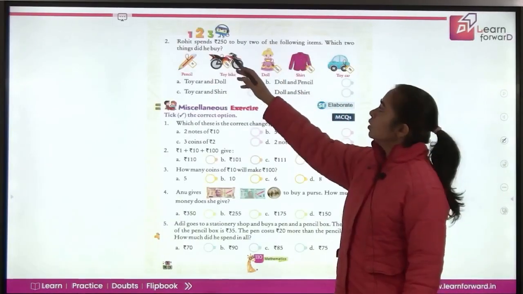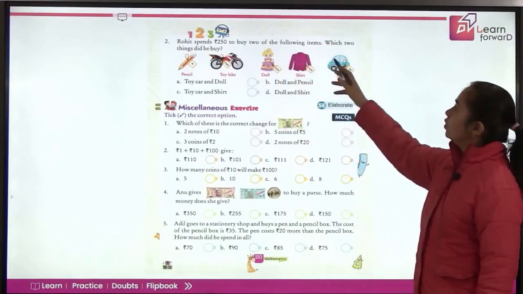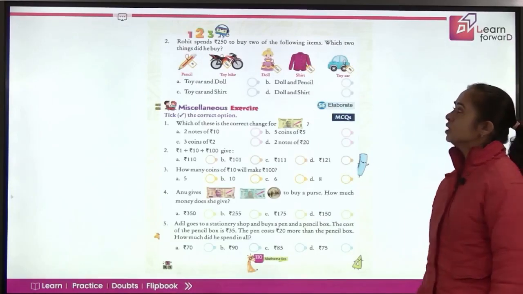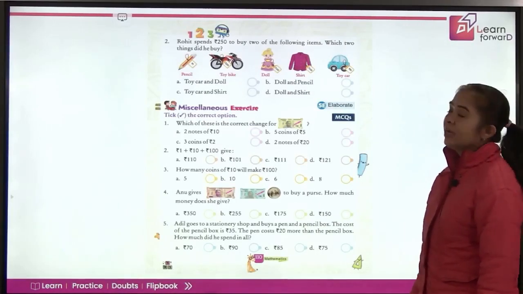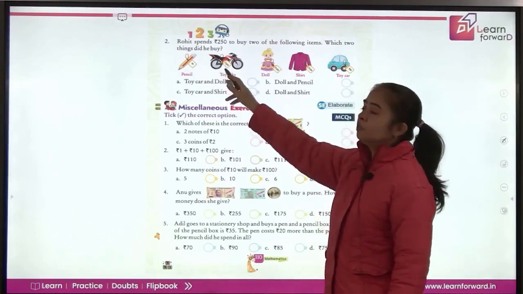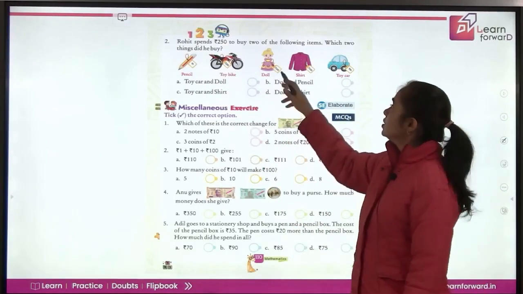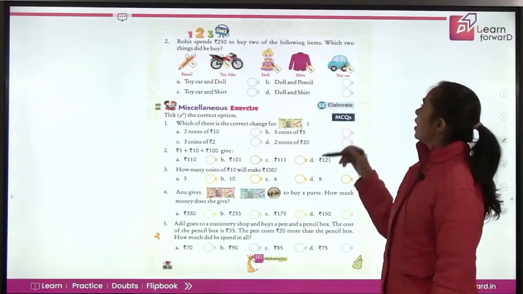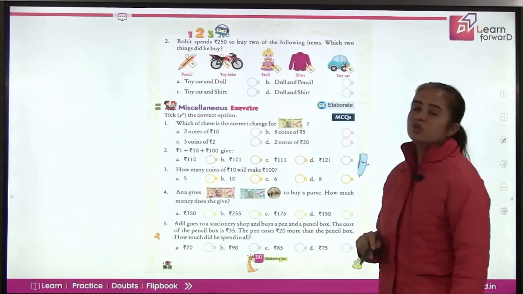Another question. Rohit spends rupees 250 to buy two of the following items. Which two things did he buy? So, he has spent exactly 250 rupees. This is just 5 rupees. This is 200. This is just 100. This is 150 and the toy car is for rupees 50.